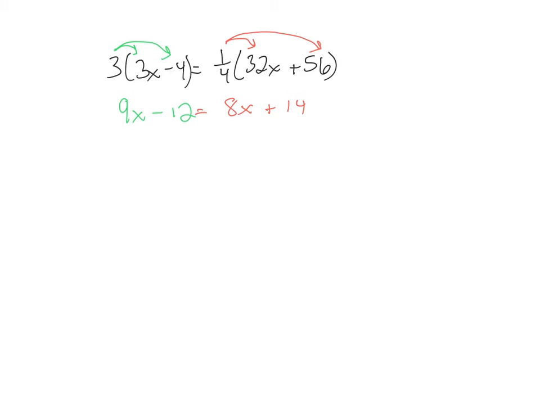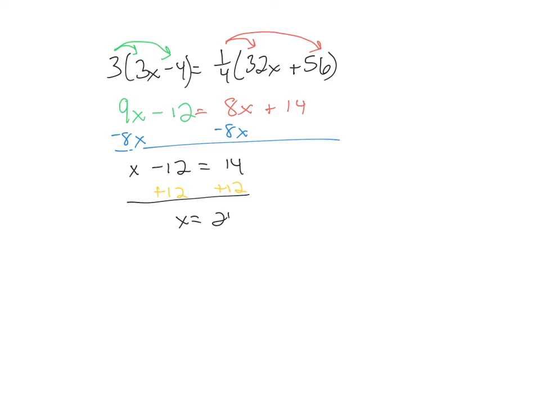So move the smallest number with the variable. 8 is smaller than 9, so I'm going to do the 8 first. Nine x minus 8x is just x. And then subtract 12, so I add 12.